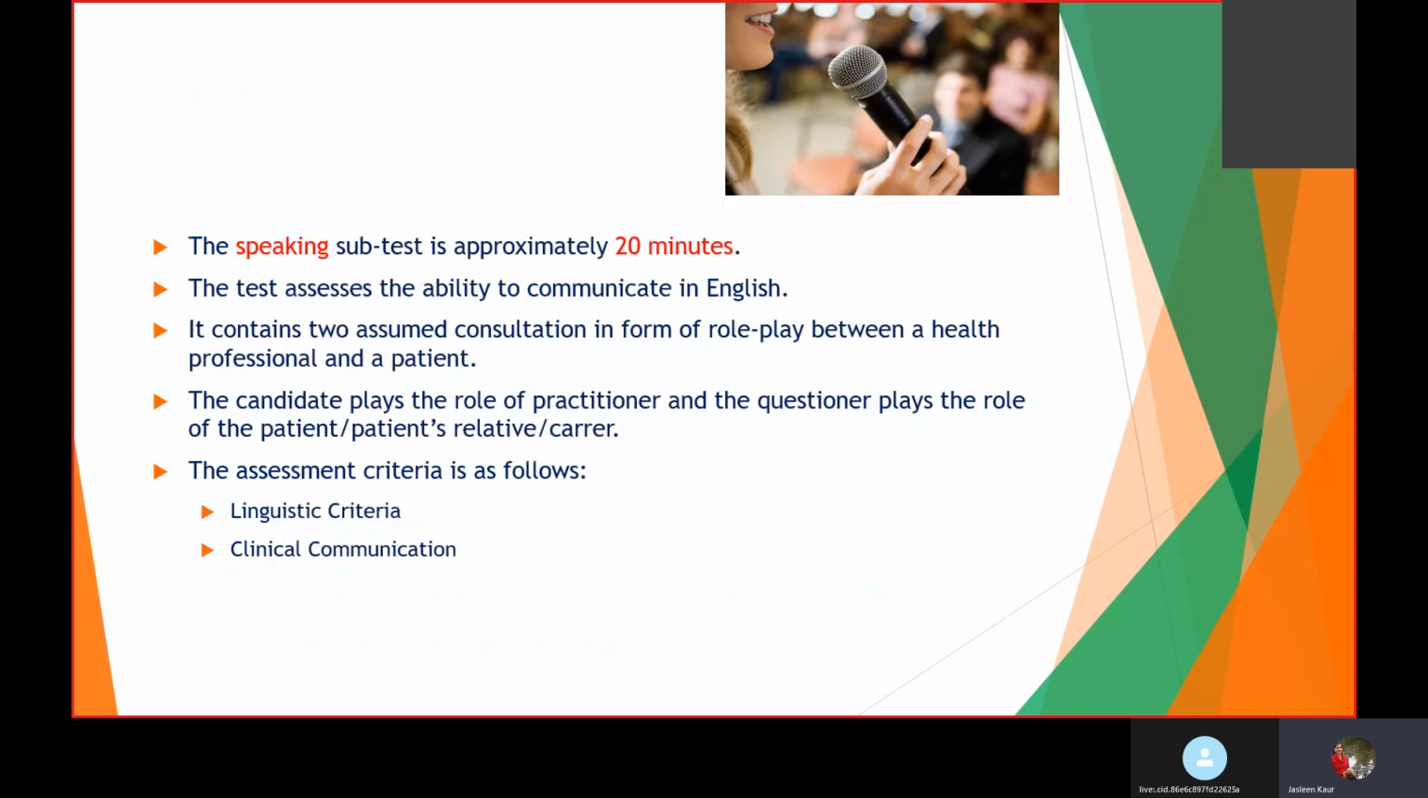Now, the main topic of our session is speaking. Now you should have a bit of a clear idea about the OET speaking. Basically, this test runs for 15 to 20 minutes.